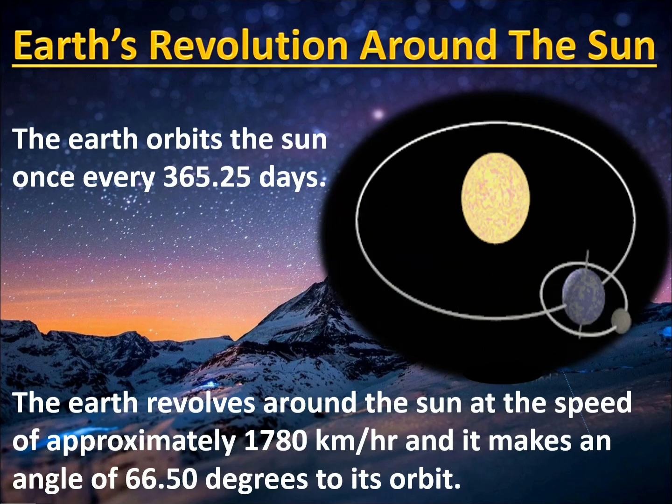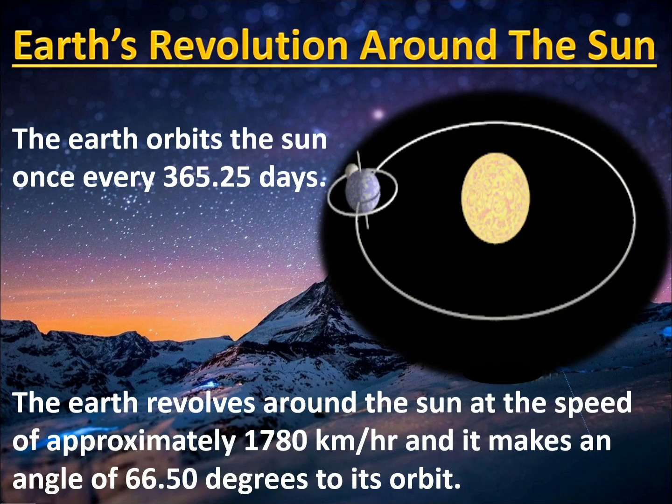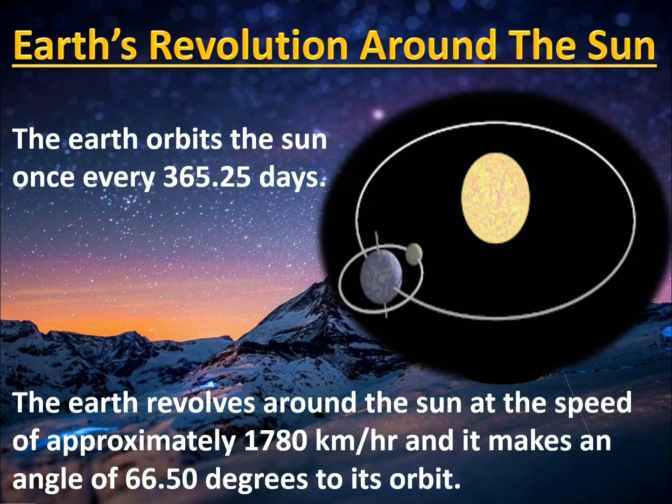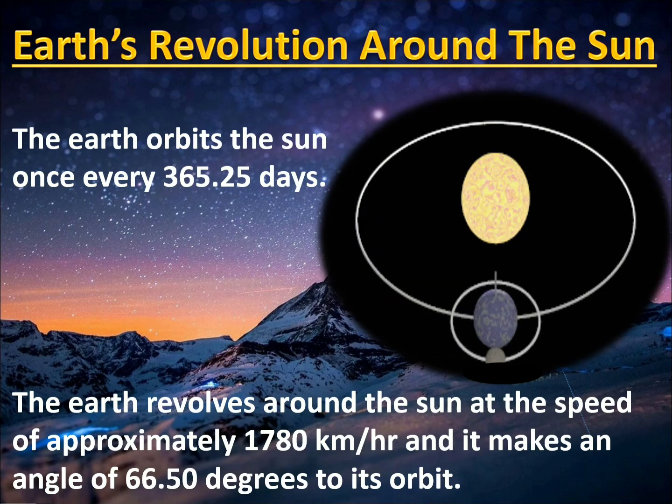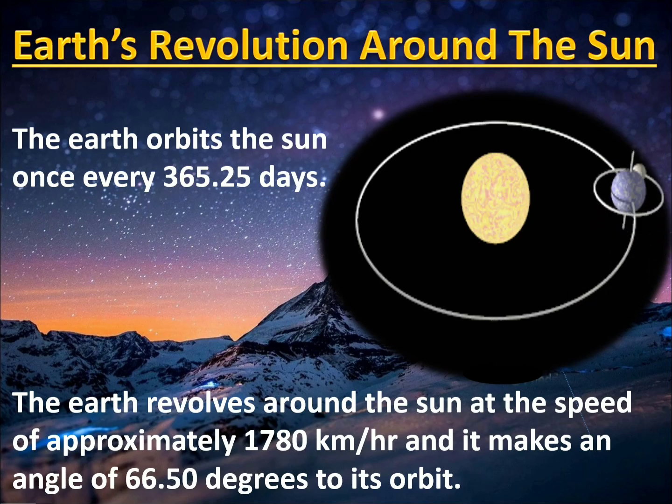Okay, I am again repeating, the Earth revolves around the Sun at the speed of approximately 1780 kilometers per hour, and it makes an angle of 66.50 degrees to its orbit. Clear?